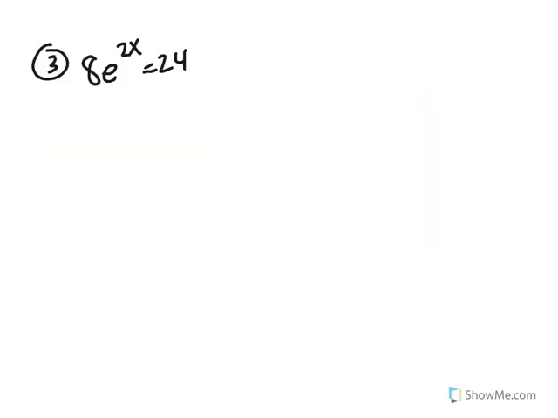So this next example, I don't have the base and the exponent isolated. So I have this 8 here. So what I'm going to want to do is isolate this base and the exponent by getting rid of the 8 first. So you're going to divide that 8 out, and then you'll get e to the 2x is equal to 3. Now it's isolated.